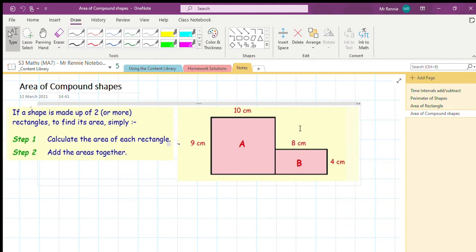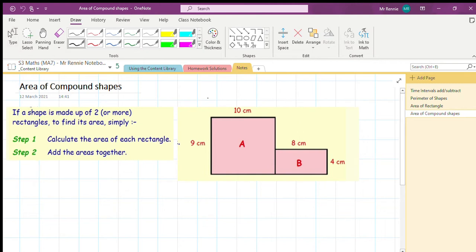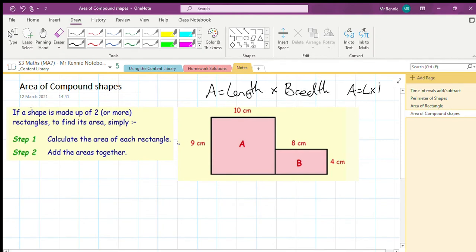Now, this is going to be a lesson where you'll see maybe the shape needs to be split up into two rectangles, but sometimes it could even be split up into more in order for us to work out the area. The reason why we need to make them into rectangles is because we have been working on the formula area equals length times breadth. For short, we write that as area equals L times B. That's the formula we'll be using to calculate each rectangle.